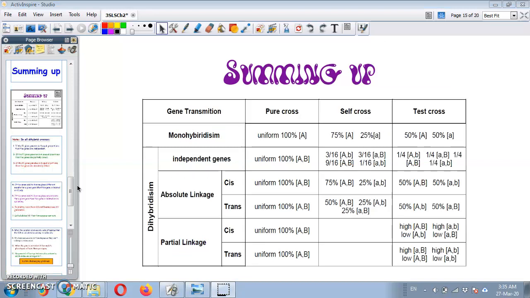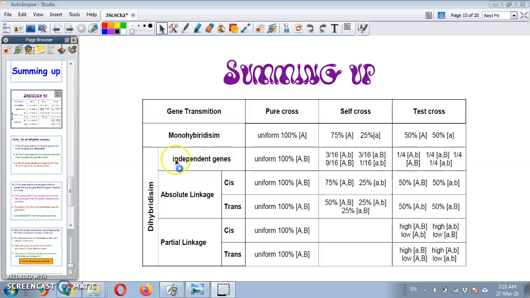Now, as a summary, this summary must be memorized because it collects all the expected results or percentages which will be produced by a pure cross, self cross, or test cross. You can take a screenshot of this one and memorize it. So usually the dihybridism case comes in the official exams.